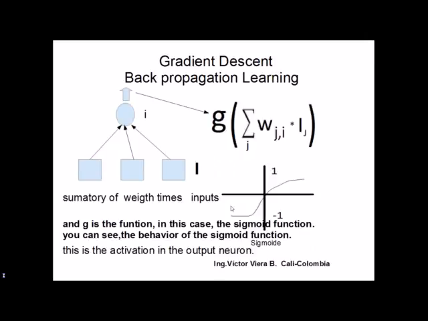Now, first we have the activation function. In this case, it's the sigmoid function. You can see the behavior of the sigmoid function in this part. When we call the g function, it is always g of the sigma over j of w_ji times a_j in this case.